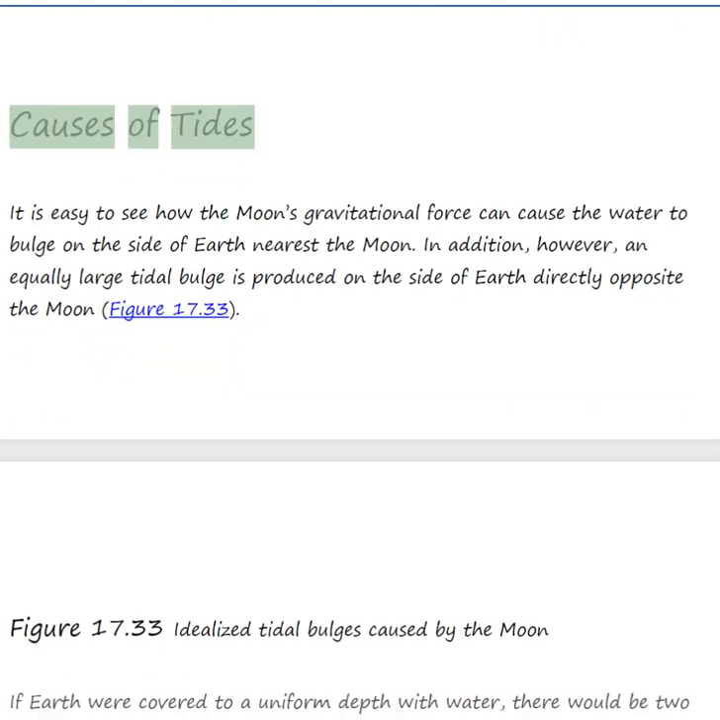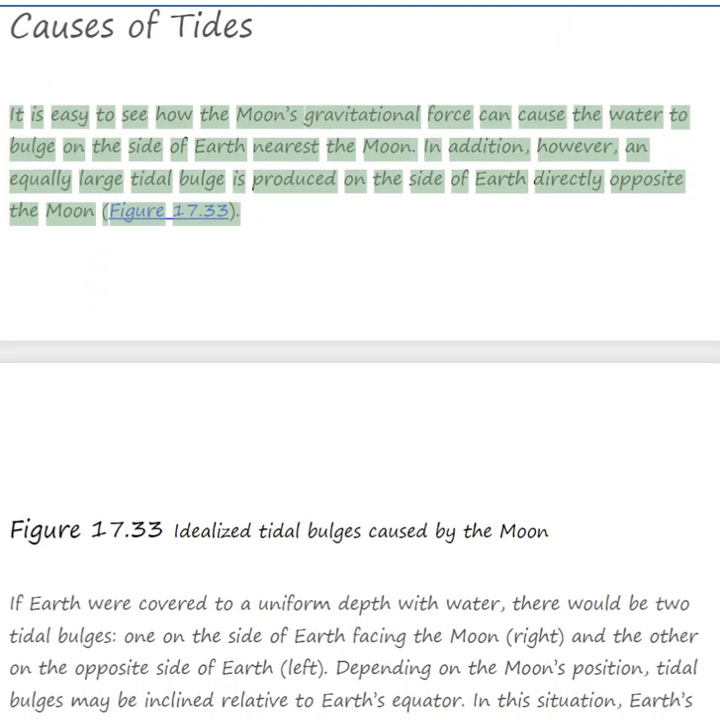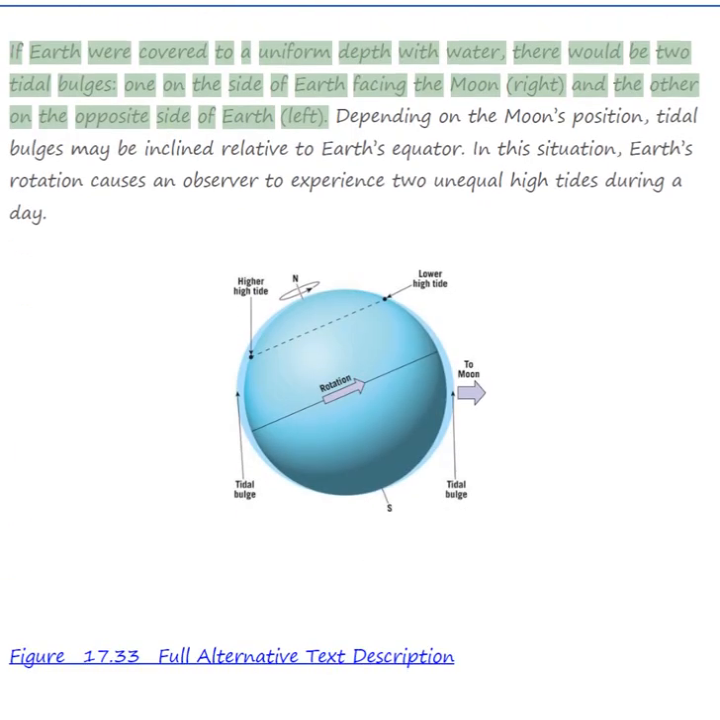Causes of tides. It is easy to see how the Moon's gravitational force can cause the water to bulge on the side of Earth nearest the Moon. In addition, however, an equally large tidal bulge is produced on the side of Earth directly opposite the Moon. If Earth were covered to a uniform depth with water, there would be two tidal bulges, one on the side of Earth facing the Moon and the other on the opposite side of Earth.